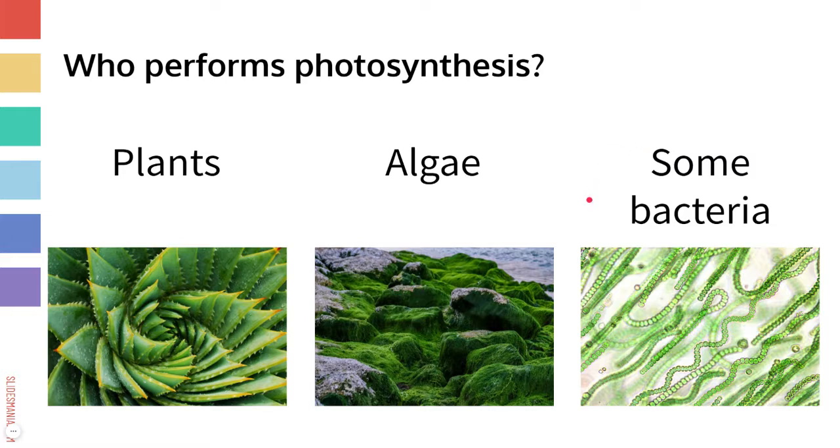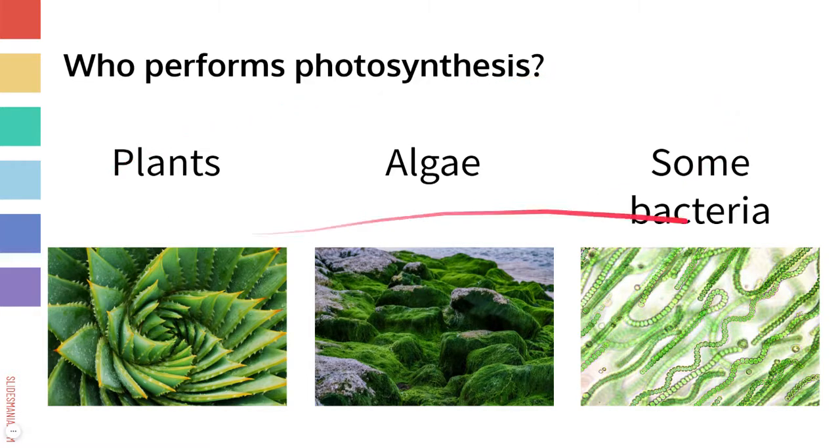And then finally, some bacteria also have this process happening. So not all bacteria do photosynthesis, but some do. And one of the major kinds that do photosynthesis are called cyanobacteria. There are also purple bacteria. So specific kinds of bacteria are also able to perform photosynthesis.